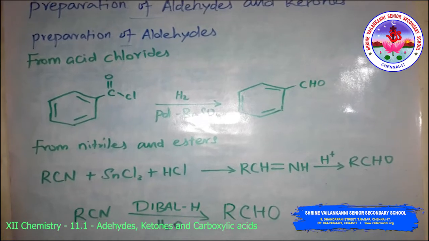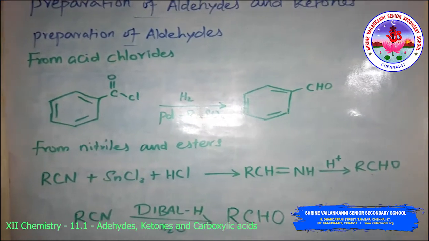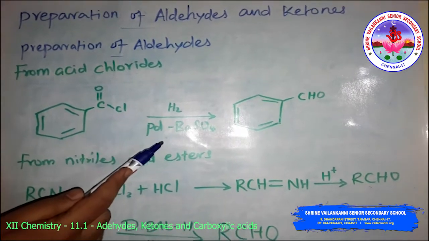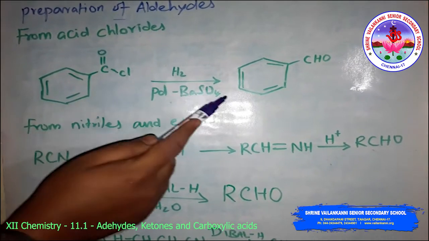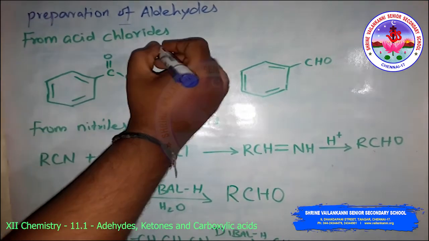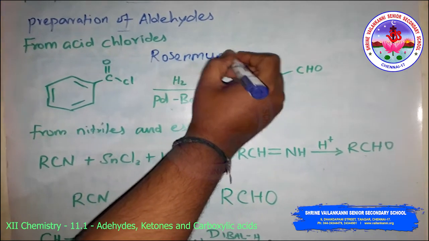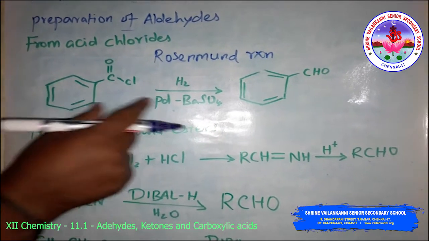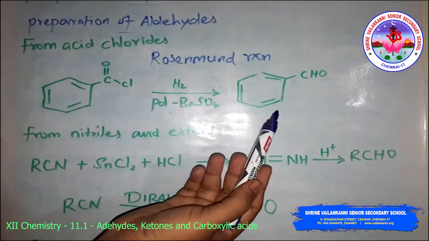Now the preparation of aldehyde from acid chlorides or acyl chloride. The acyl chloride is hydrogenated over a palladium catalyst, palladium on barium sulfate, to form an aldehyde, that is benzaldehyde. This reaction is called the Rosenmund reaction, a very important name reaction. So this is from acid chloride to form aldehyde, benzoyl chloride to form benzaldehyde.